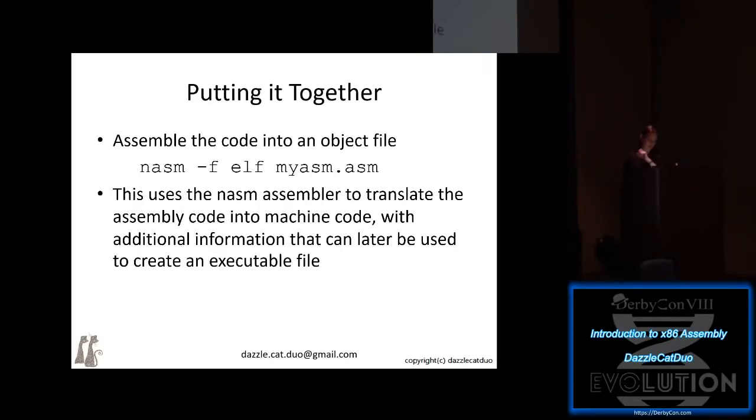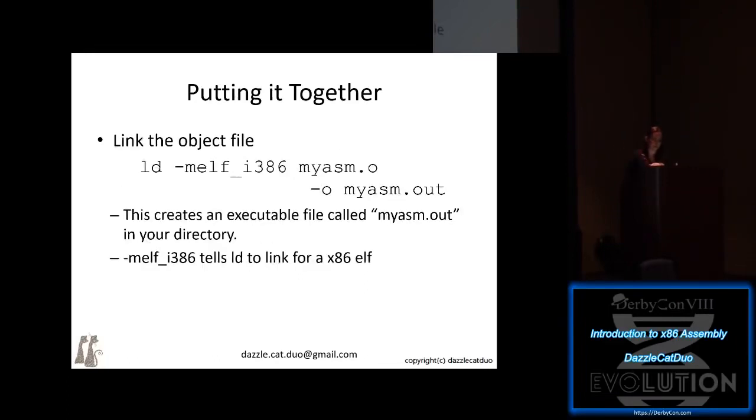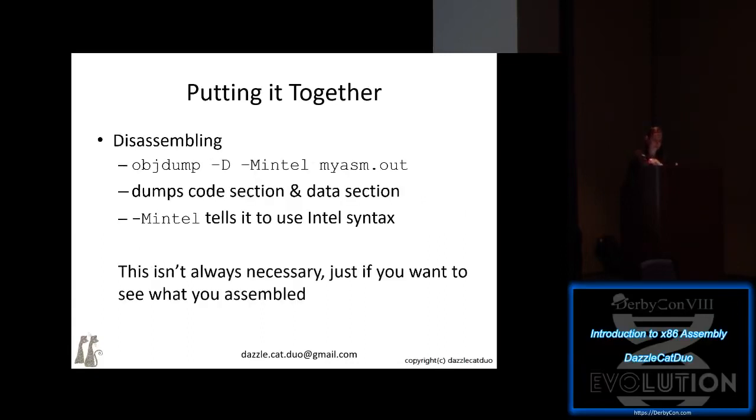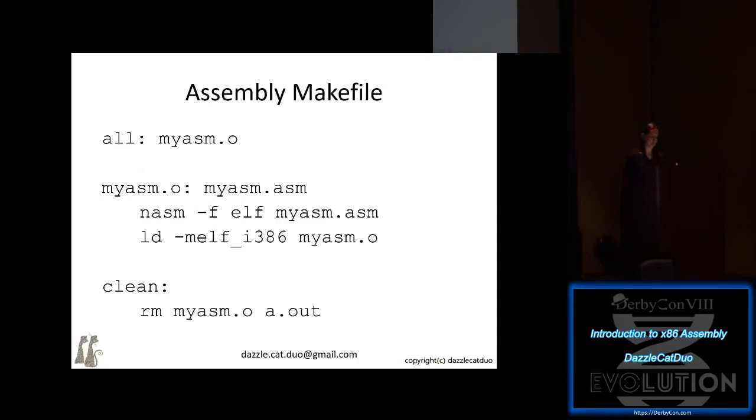So that's just putting it in more detail. What NASM is doing with that command. The linker, you are telling it to link this with x86. That's what the -m elf_i386 is doing. If you want to disassemble it, so you want to see what you actually built, objdump is built into all Linux distributions. So you will do the -d to tell it to dump the code and data section, and -M intel tells it to dump it in Intel syntax, because none of these tools agree with each other. So objdump defaults to AT&T syntax, NASM defaults to Intel syntax, so you need the -M intel.